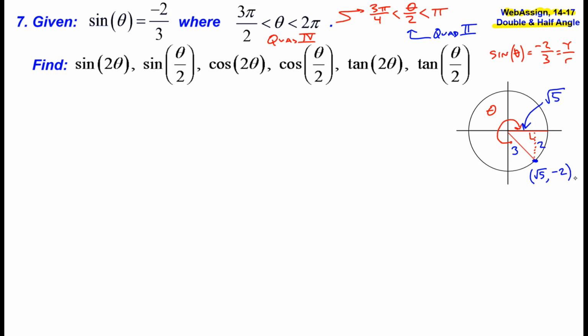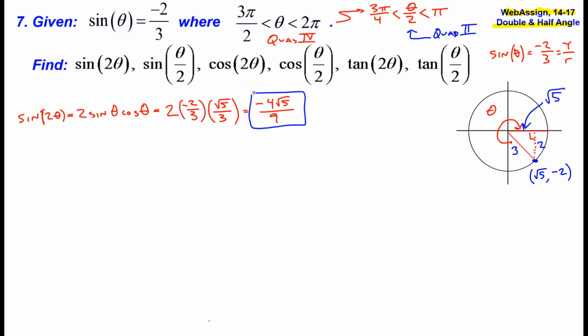Okay, now we have all the information we need. We have a radius of 3. We have a horizontal component of root 5, a vertical component of negative 2. From those 3 values, we can determine sine, cosine, tangent of the angle theta, and then use that in the double angle and half angle formulas. So I'm going to rip really quickly through each of these formulas. Hopefully you can stay caught up with me. There we have the sine of 2 theta.